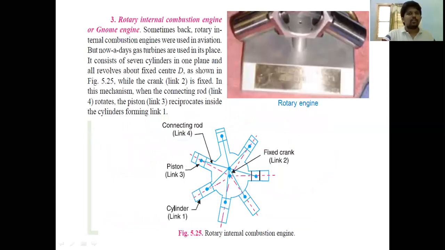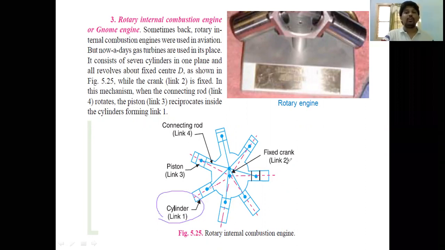The next one is the rotary internal combustion engine. This is a very important one. Here you have 7 cylinders. It consists of 7 cylinders in one plane. See, 1, 2, 3, 4, 5, 6, and 7, right? 7 cylinders, but you don't consider them as 7 different things. What are the links here? You consider the cylinders as one link. So the 7 cylinders are simply a single link, link 1.